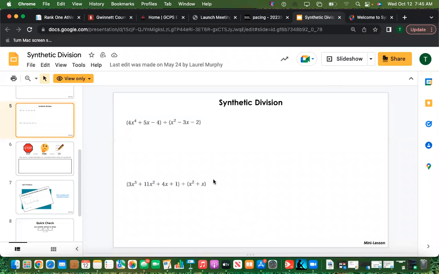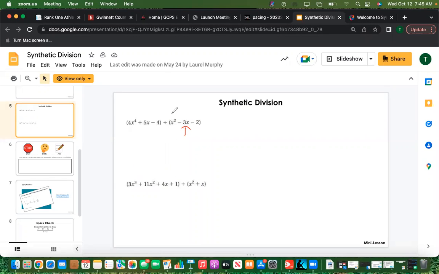If you have something that looks like this, we see that this part is a quadratic, right? What we can do is actually factor this one and then figure out whether they are zeros or factors of this other polynomial. Okay, and I'll make that make sense in just a second. So we're going to take this and we're going to factor.